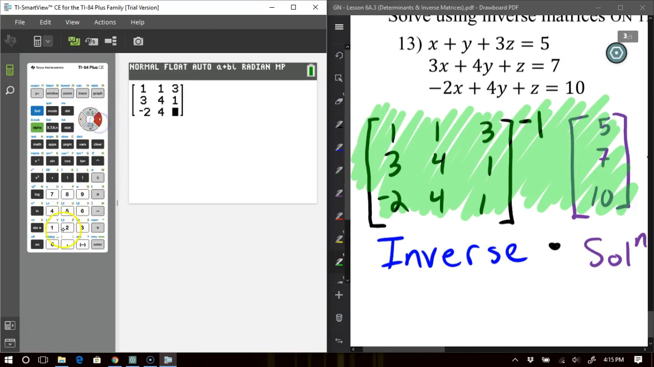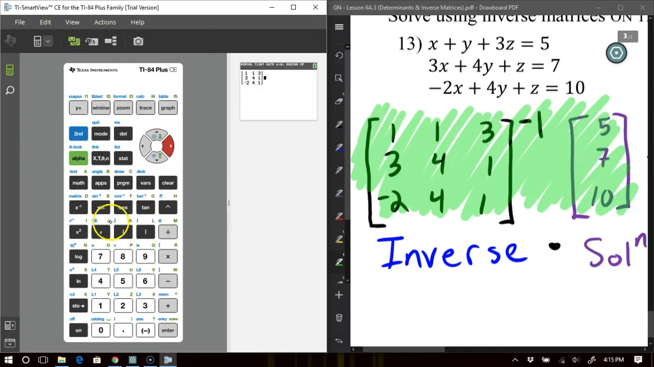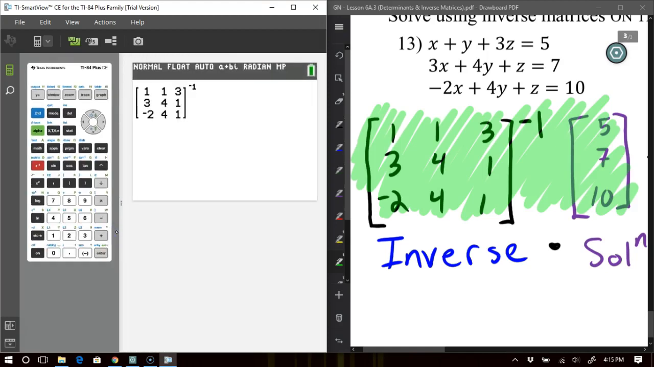But what we want to do is take that coefficient matrix and raise it to the negative first power. And that button is located right below your math. So if I look at my math button, go right below it, there's your negative first power. And so here is what our screens look like so far.